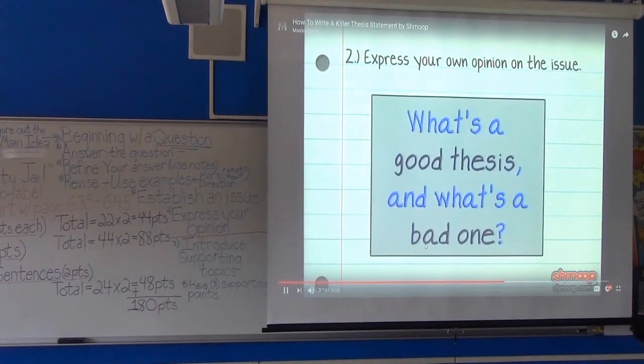So what's a good thesis and what's a bad one? Okay, what did we say yesterday were the components of a good thesis? Strong word. Okay, it has a strong verb. What else does it have? Clearly state.